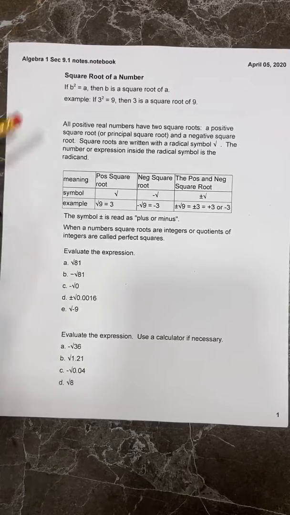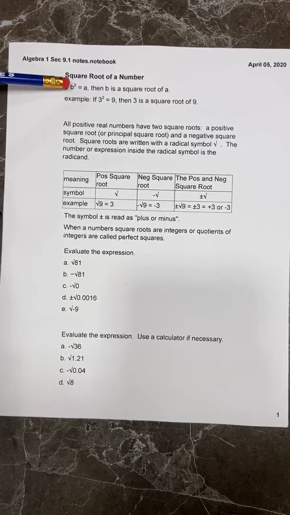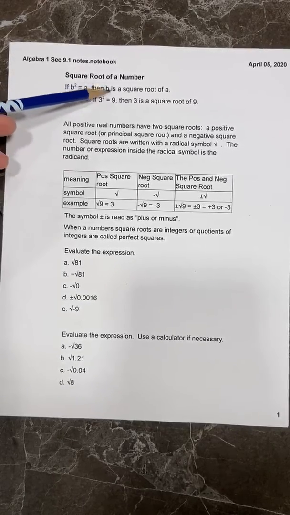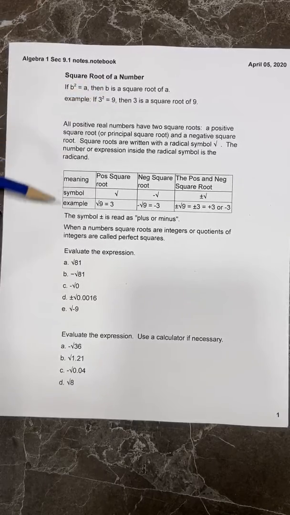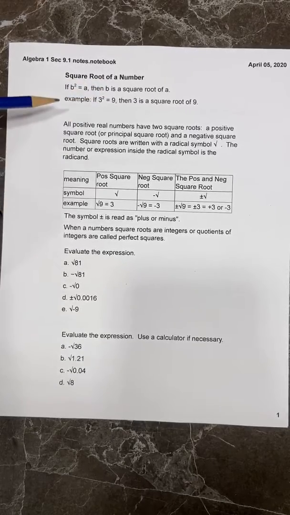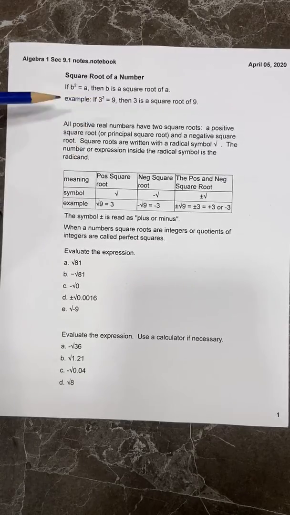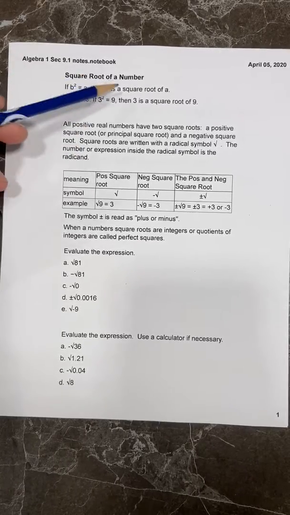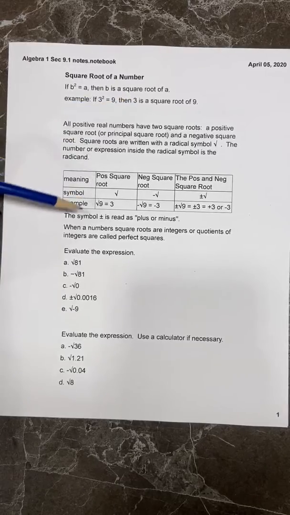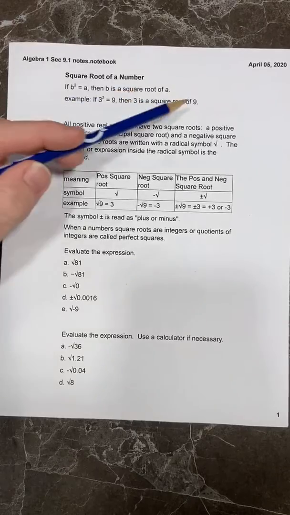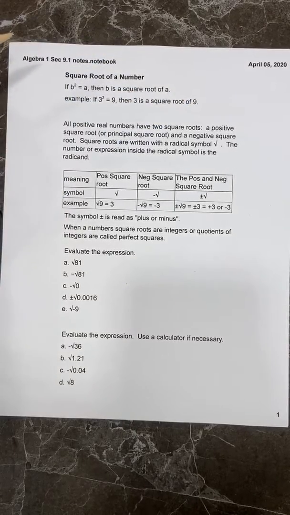So if b squared is equal to a, so b times b equals a, then b by itself without the square on it would be the square root of a. So for example, if 3 squared is equal to 9, 3 times 3 equals 9, then 3 would be the square root of 9, because that is the number that we multiply times itself to equal 9.